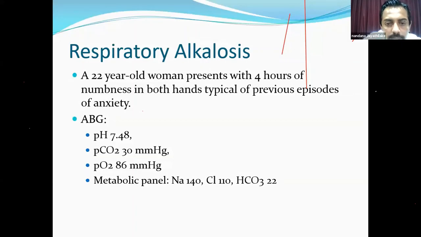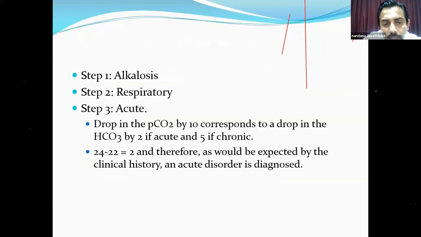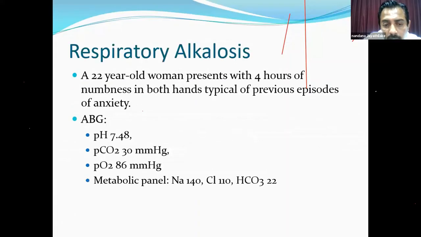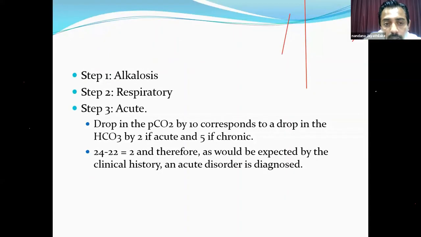What about the bicarbonate? Yeah, this is the respiratory alkalosis, and it is acute. The drop in the carbon dioxide by 10 corresponds to a drop in the bicarbonate by 2 if acute and 5 if chronic. So, as expected from the clinical history, this patient has a bicarbonate of 22. The calculated bicarbonate tallies with the measured bicarbonate. So this patient has an acute respiratory alkalosis.